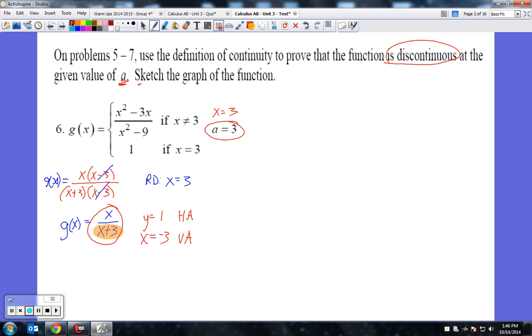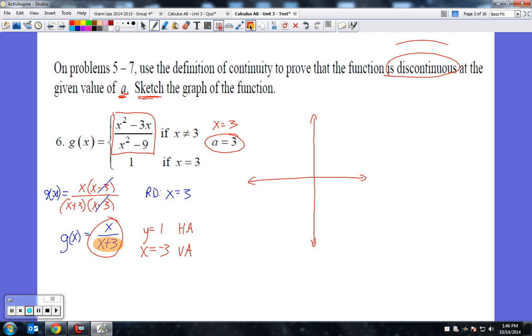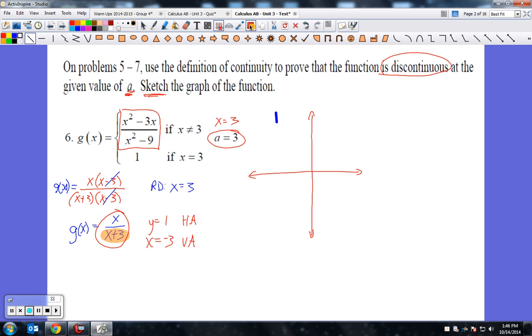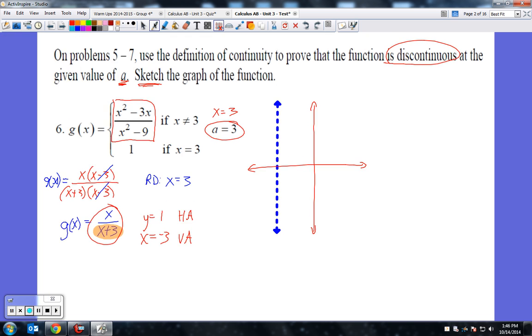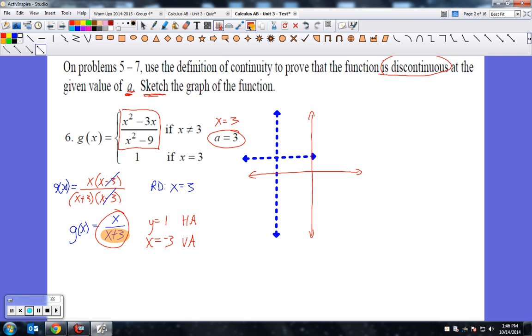So we are told to sketch the graph, so we're going to go ahead and now sketch this first piece of the piecewise function. So come over here, and we're going to put a vertical asymptote. The vertical asymptote will be at negative 3, so roughly about here. Whoops, let me grab a dashed line. And we'll put it about right here. And then we also will have a horizontal asymptote at y is equal to 1, which is about here.